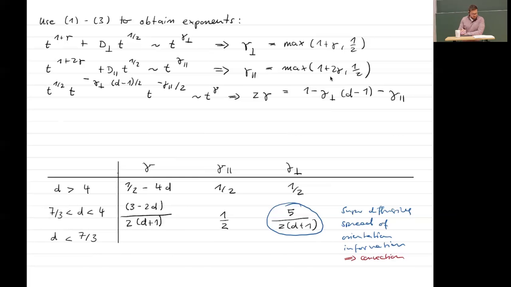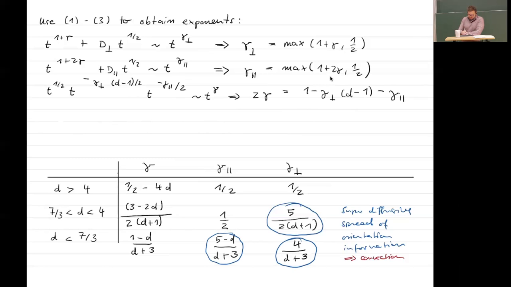And then we have the last case, d smaller. Sorry, it's already here. The last case is 1 minus d over d plus 3, 5 minus d over d plus 3, and 4 over d plus 3. In this case, actually the alignment information is transported super diffusively, so very efficiently, both in the parallel direction to the flow and in the perpendicular direction.